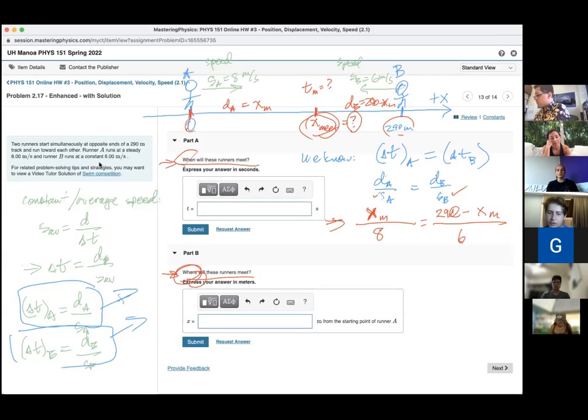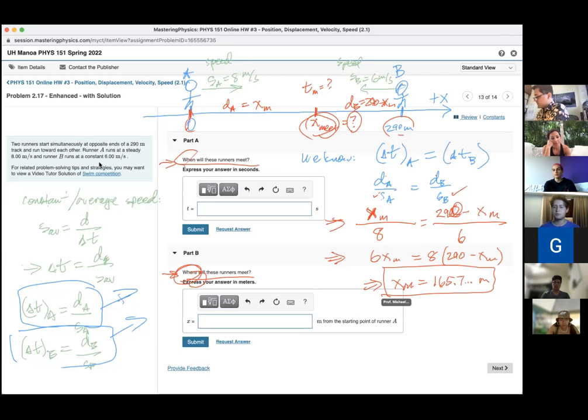Great. Now I have only one unknown left, and that's x meet, right? So I'm going to do more algebra. And what I end up getting is that the location where they meet is at 165.7... meters. Okay. So if I want, I can enter that in Mastering Physics. I can round to 3 sig figs and enter 166 meters from the starting point of runner A.